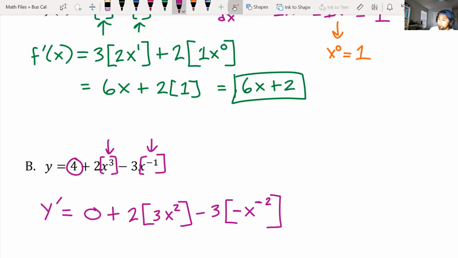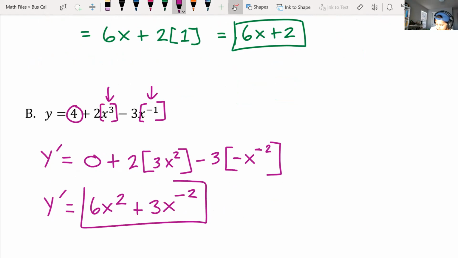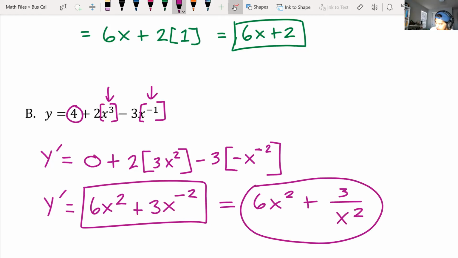Now, let's clean it up. Everybody good with this? We get y prime, and we can just get rid of the zero now, and we're going to get 6x squared, and now your negative 3 times your negative x becomes positive. Positive 3x to the negative 2. Now, I don't think it's going to make you rewrite this. But if you had to, it would just be 6x squared plus 3 over x squared. Okay, cool. We're moving.